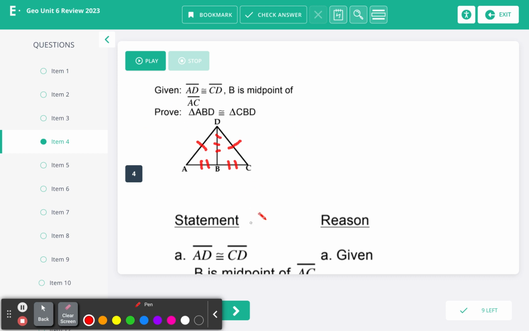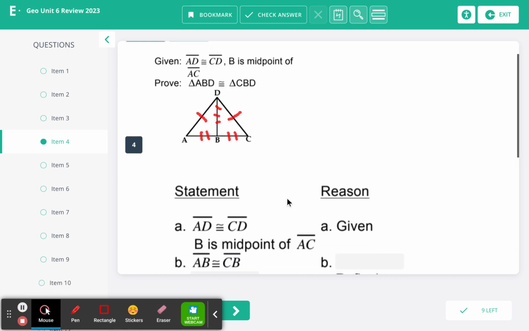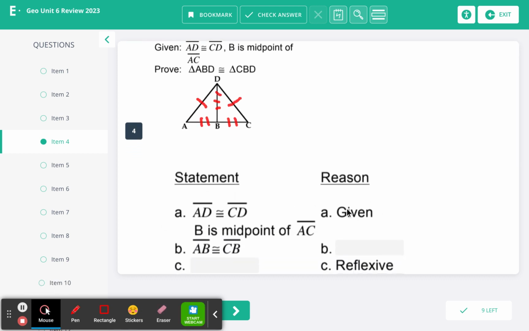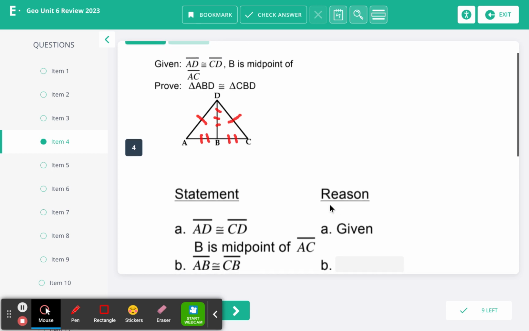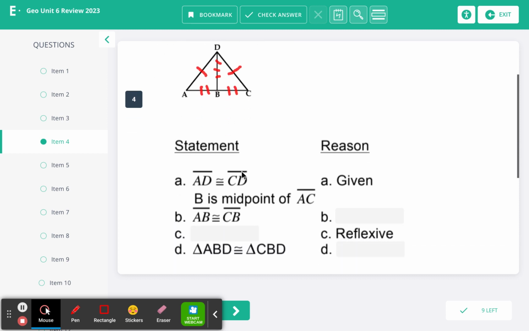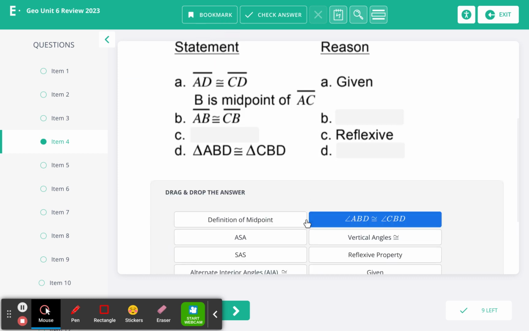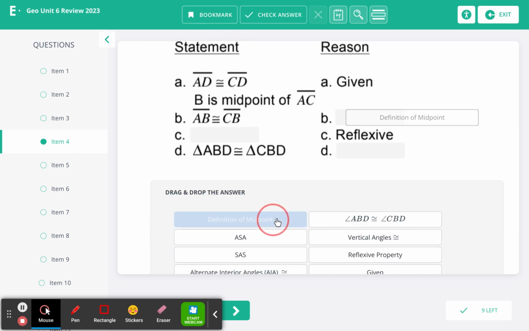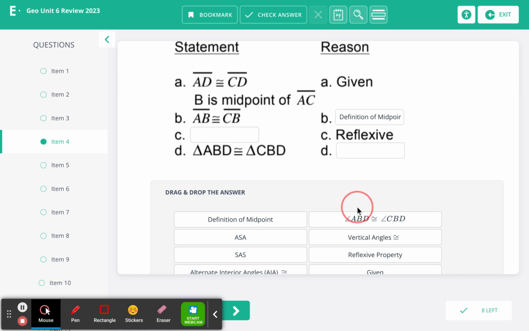I can look at what we marked here and what we know from our given information. We're going to use side, side, side to prove these two triangles are congruent. But let's work through the proof and see how we get from the beginning to the end here. We have our given information, which is first. We're then told that AB is congruent to CB. Remember, we know those are congruent because B is the midpoint, so we're going to use the definition of midpoint to prove those two segments are congruent.